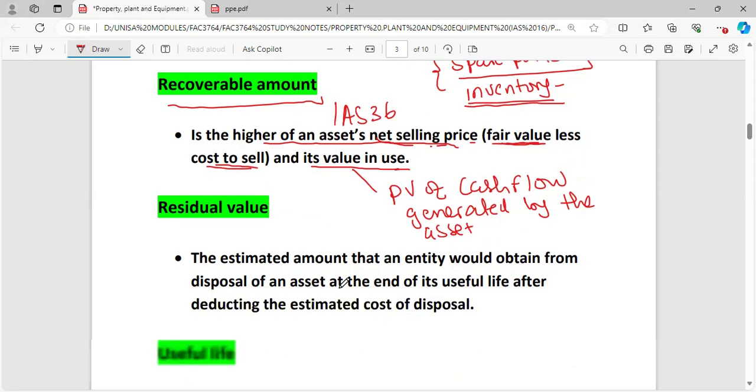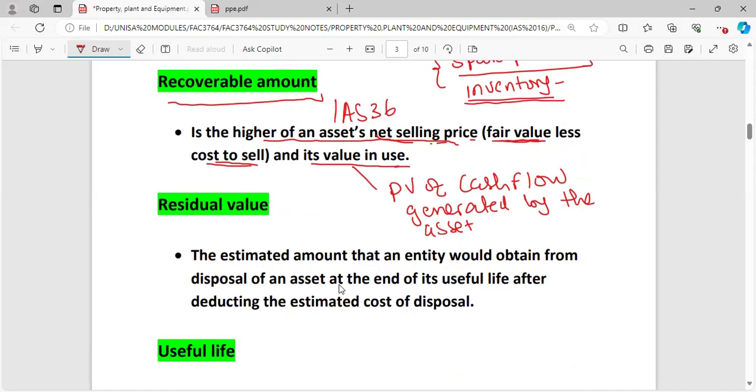Then we have residual value. I think this one is what is going to be left after we are at the end of the useful life of the asset. Which means this is the estimated amount that an entity would obtain when the asset is no longer capable of doing what it is supposed to be doing. Then we look at its value. That is going to be the residual value. We can dispose the asset at its residual value.